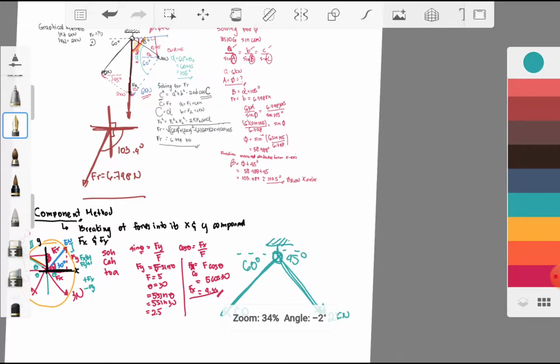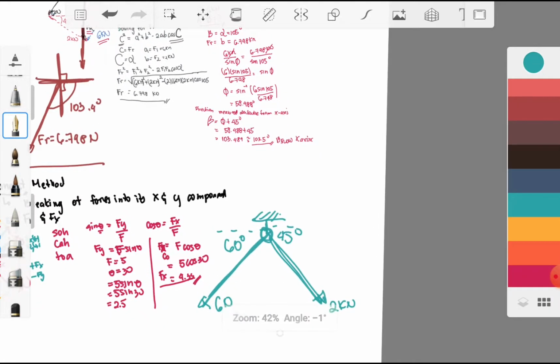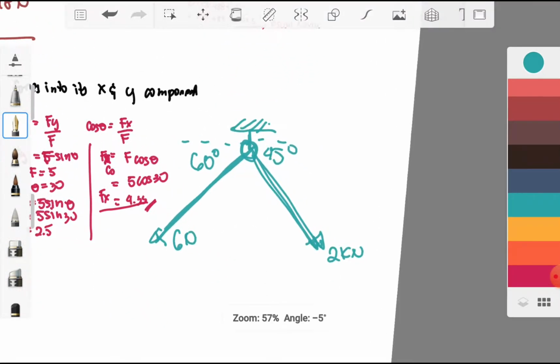Okay, so let's do it. We have your 45 degrees. As I have said, let us break down your forces into their own components. So first, the components of your 2 kilonewton.